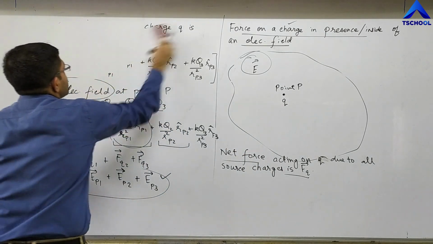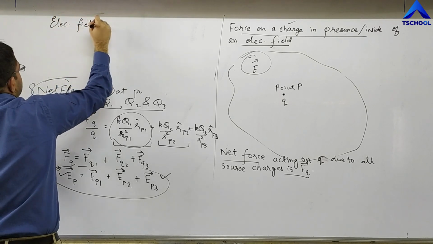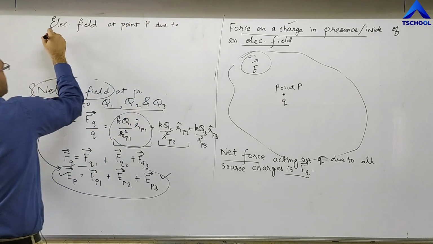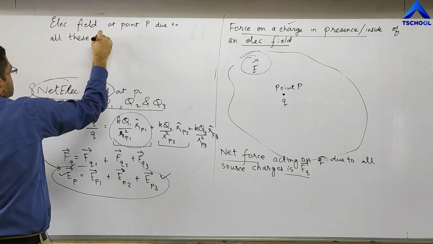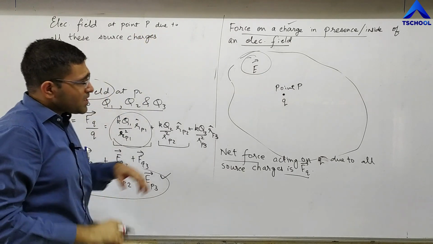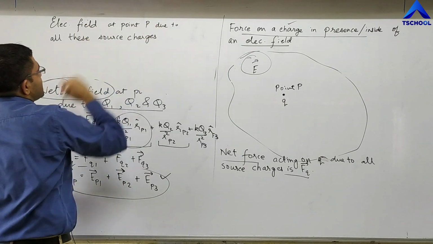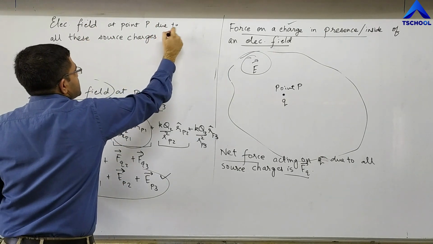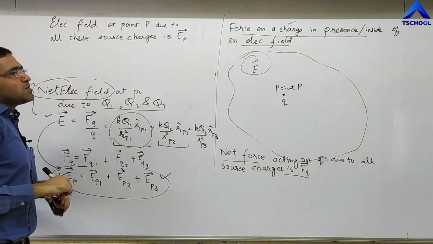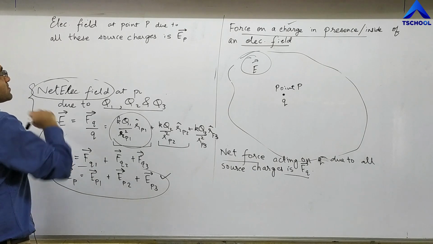And now, if I think of the electric field at point P due to all these source charges. Again, the source charges are those charges that have created this electric field. So the electric field at point P due to all these source charges is, let's say, EP vector. P indicates the point, so that's going to help you more.